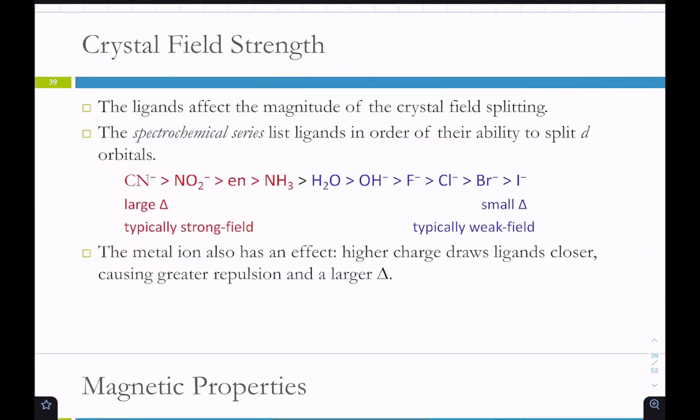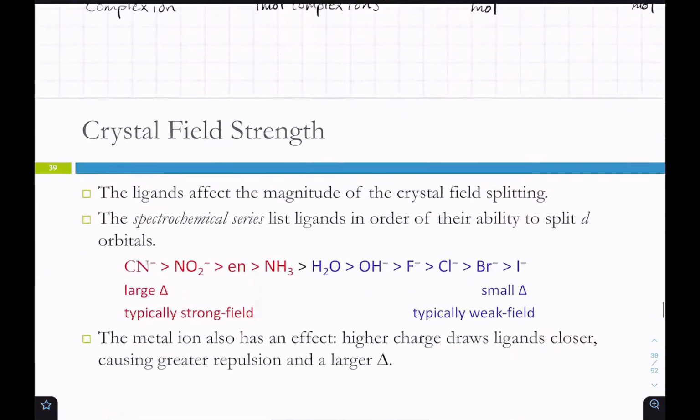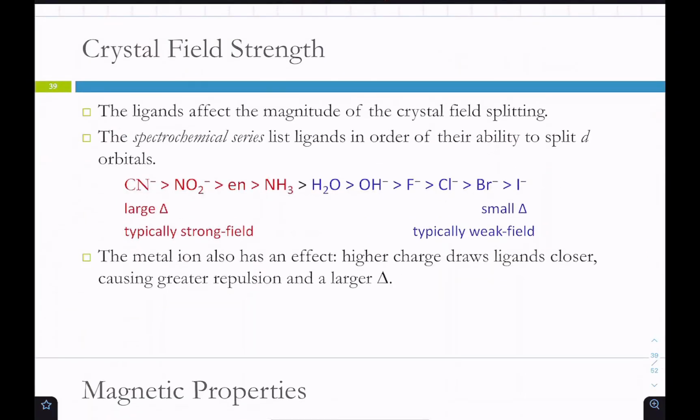All right, so crystal field strength. We could use this to figure out what energy is being absorbed, but what determines how much energy is absorbed? What does this actually tell us about these compounds? As I alluded to before, we have different types of ligands. And again, those ligands are affecting the d orbitals, and how much they affect the d orbitals, how hard they make it to get into those d orbitals, is what's determining the delta, the crystal field splitting energy.